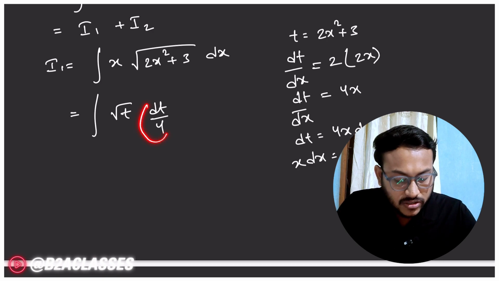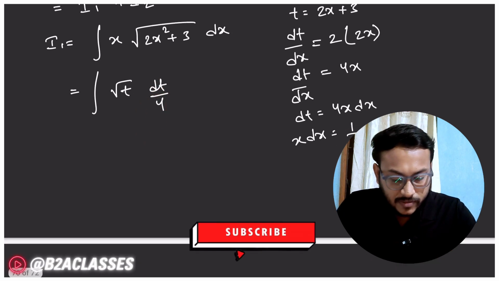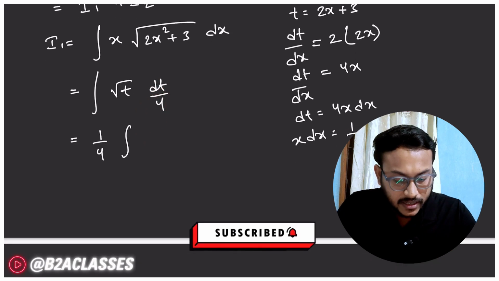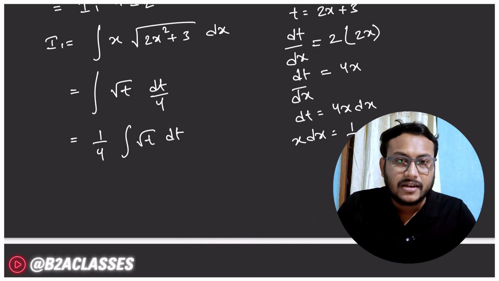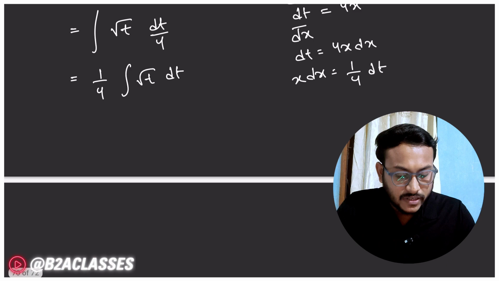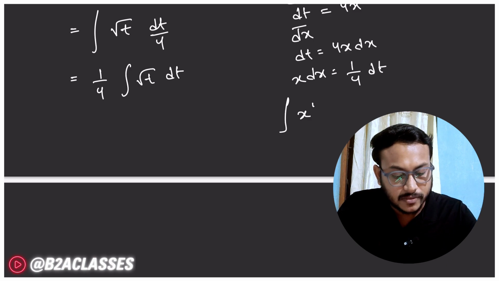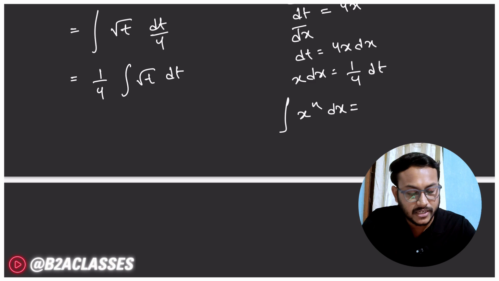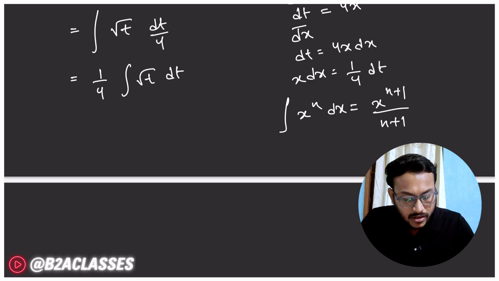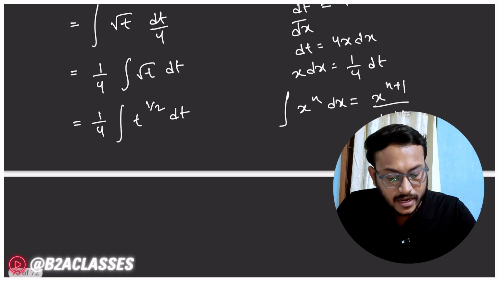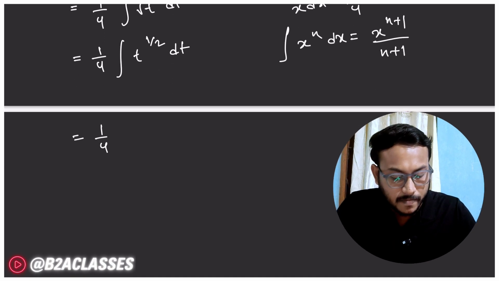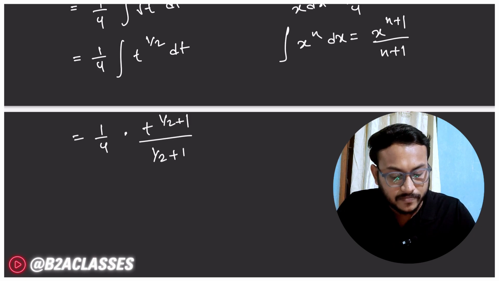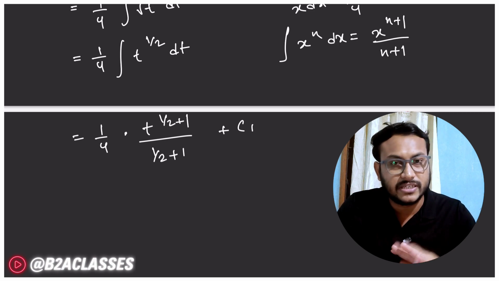From here I can take the constant 1 by 4 outside the integration. So this will become 1 by 4 integration of root t dt. Now, to solve the integration of root t, we will apply the formula for integration of x power n. So integration of x power n is basically x power n plus 1 divided by n plus 1. So we can rewrite root t as t power 1 by 2 and apply the formula. So 1 by 4 into t power (1 by 2 plus 1) divided by (1 by 2 plus 1) plus c1. c1 is the constant for the integration I1.